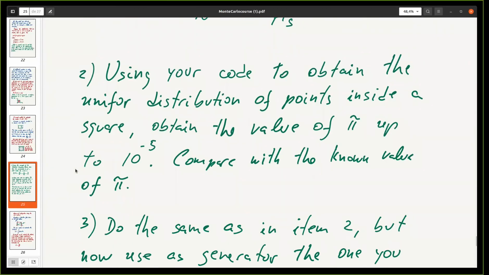And the second step in this activity is using your code that you wrote already to obtain a uniform distribution of points inside a square that you just did in the first activity. Obtain the value of pi up to 10 to minus 5. This is the precision we want to achieve. So you can think about how many points you need to sort inside the square to get the number pi with this precision, and compare with the known value of pi that you can get in your electronic calculator.